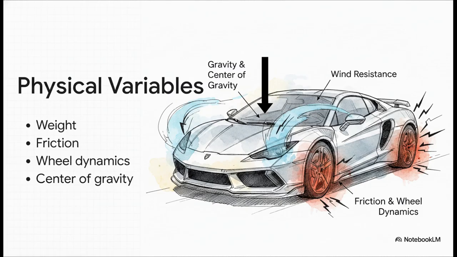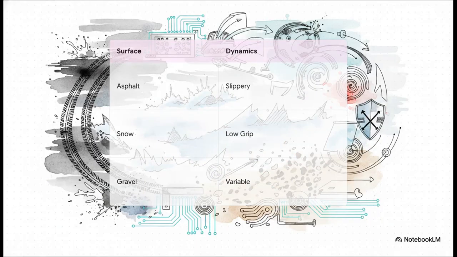Honestly, if these physical variables are even slightly off in your base model, the entire traction control system is going to fail when it's applied to the real world. Now, what's really interesting here is how the system has to dynamically adapt its equations based on wildly different surface conditions. A road isn't just a static object, it's a constantly changing variable.